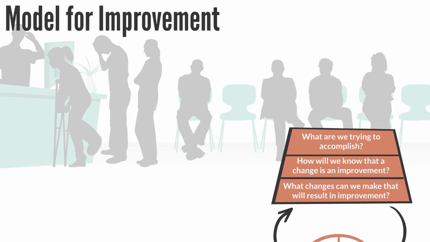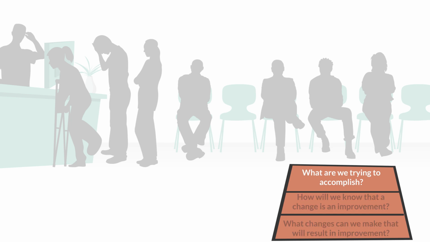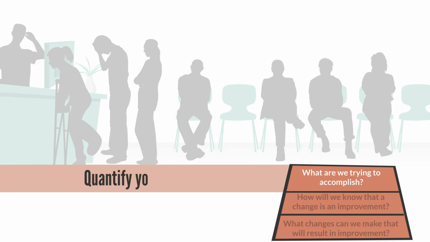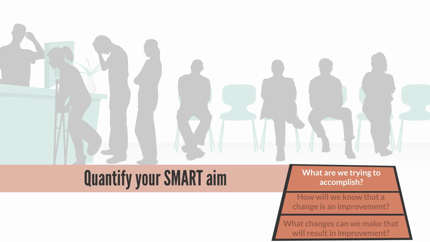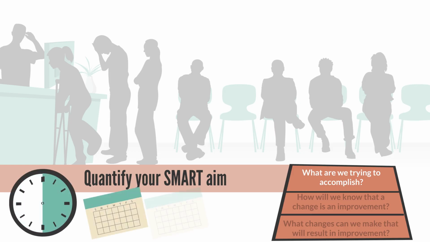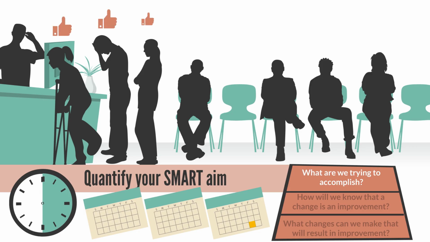Going back to our target project, let's walk through how we might apply the Model for Improvement. For the first question, what are we trying to accomplish? This is where you want to quantify your SMART aim, that is specific, measurable, achievable, relevant, and time-bound. Your team decided to answer this question by setting a goal to reduce patient wait times from an average of 60 minutes to 30 minutes over the next 3 months, with an overall aim of improving the patient experience with their clinic visits.